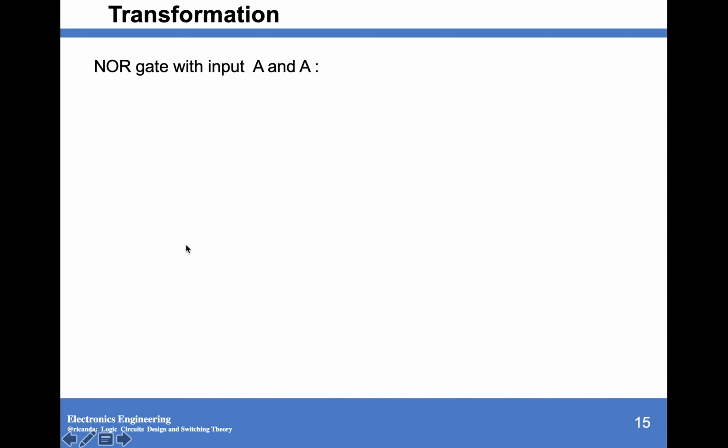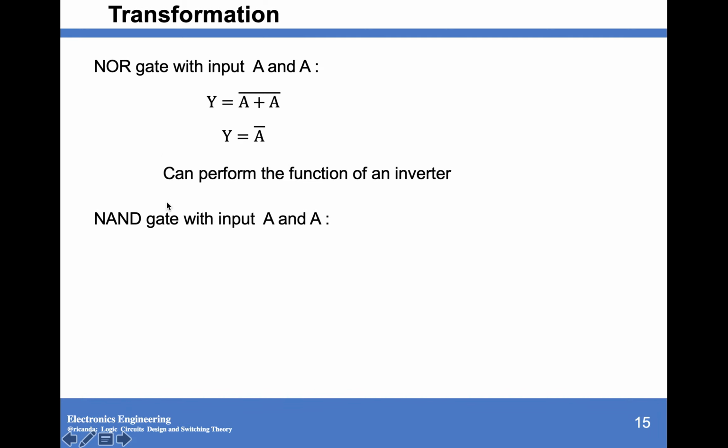For a NOR gate, if we have the same input variable A, that is equals to A NOR A. So applying your Boolean algebra, that is equivalent to A bar. That is also the same with your NAND gate if we have the same input A and A. So that is A NAND A. Applying Boolean algebra, that is equivalent to A bar. So these two types of gate, why are they called universal? Because they can perform the previous functions, and they also can perform as an inverter function.